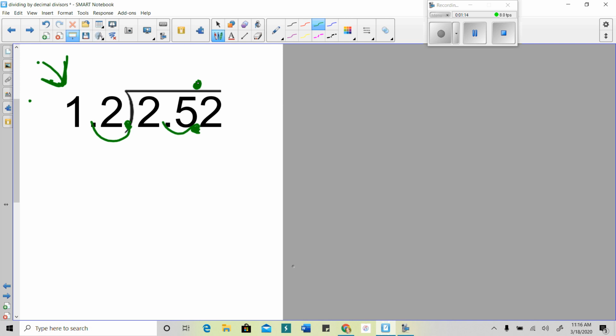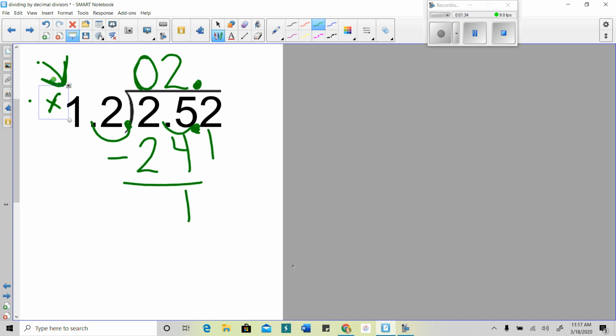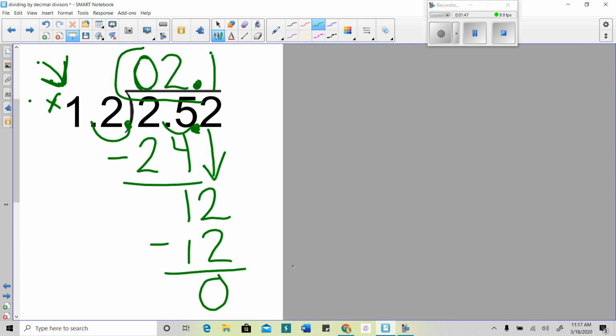So now I'm going to divide by the 12. So 12 will not go into 2. So I need to make sure that I put my placeholder 0, but 12 will go into 25 2 times. And 2 times 12 is 24. So we're going to take that away, and we get a 1, and we drop down the 2. Okay, so now we have 12. 12 will go into 12 one time. And it does go in evenly, so we have no remainder. So when we're done, my answer is 2 1/10, 2.1.